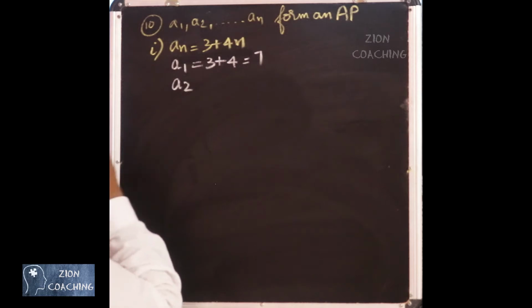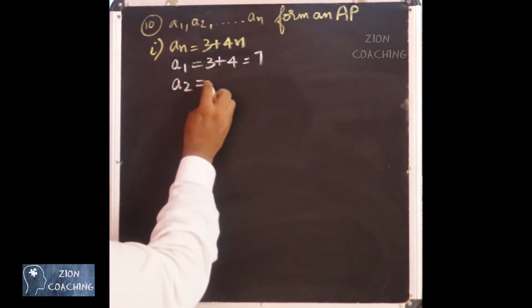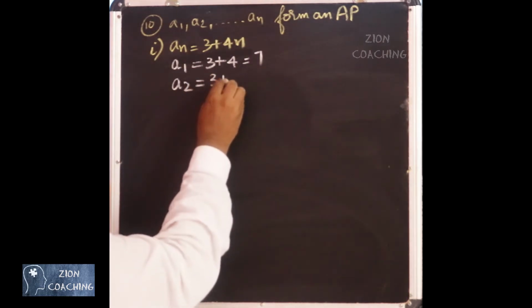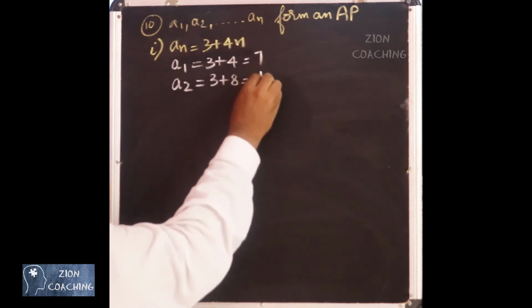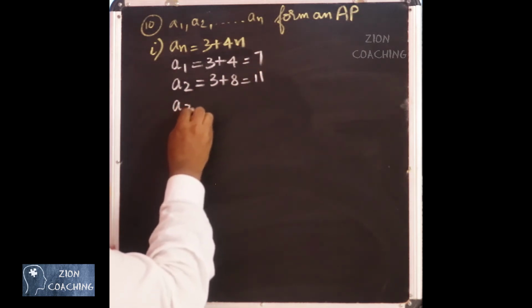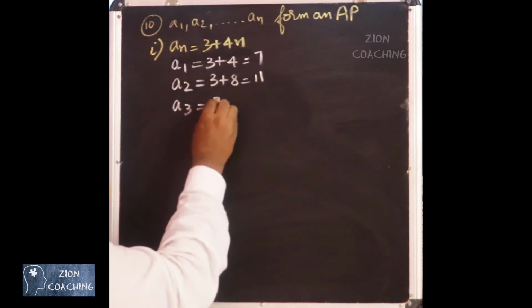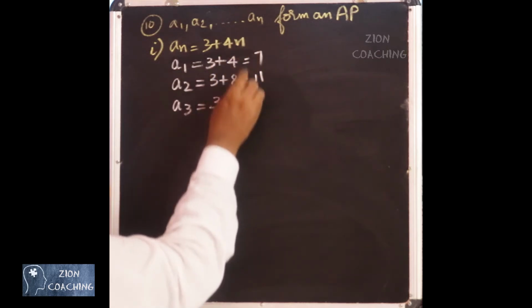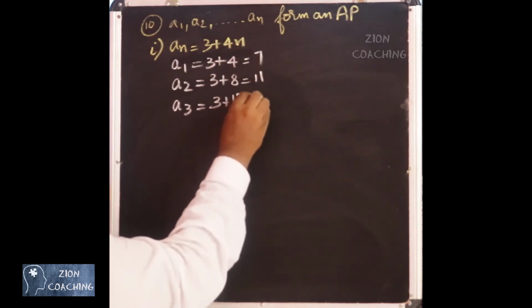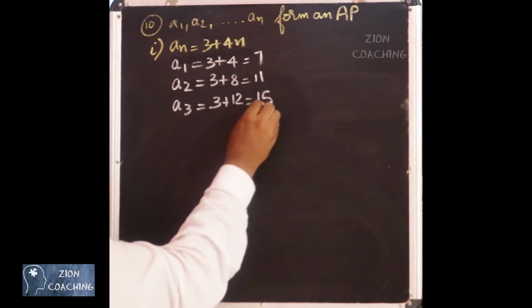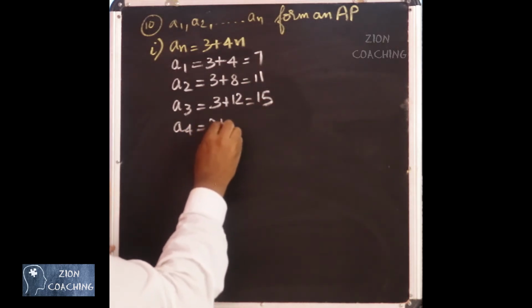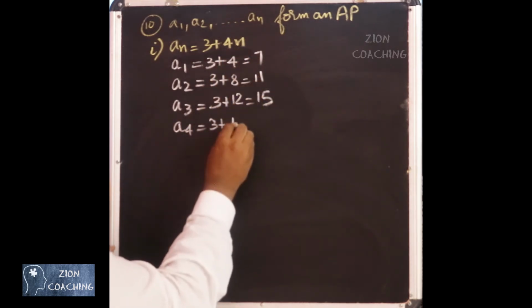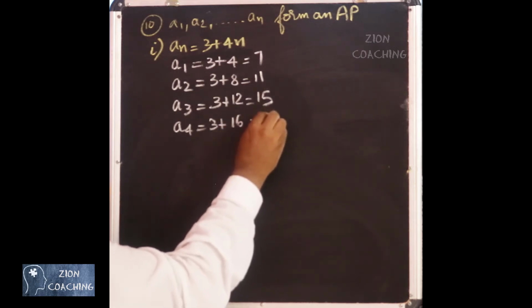Similarly we can find the second term. Now your second term is going to be 3 plus 4 into 2, that is 8, which is 11. Your third term will be 3 plus 4 into 3, that is 12. So we are going to have 15. Your fourth term will be 3 plus 4 into 4, that is 16. So we are going to have 19.